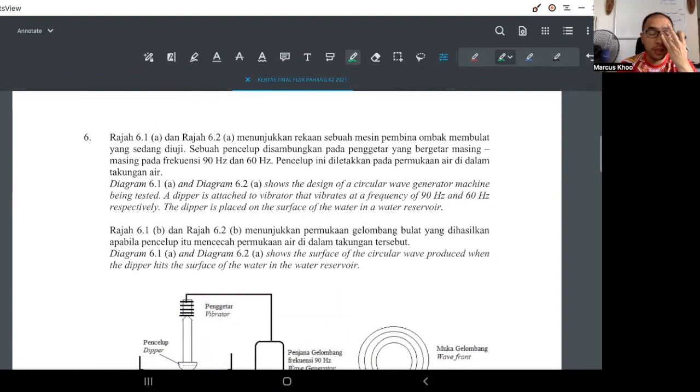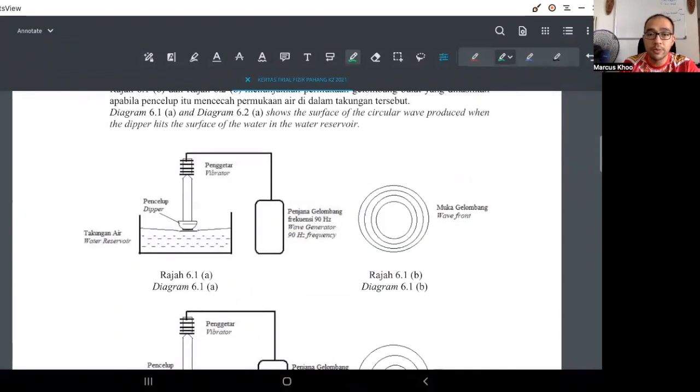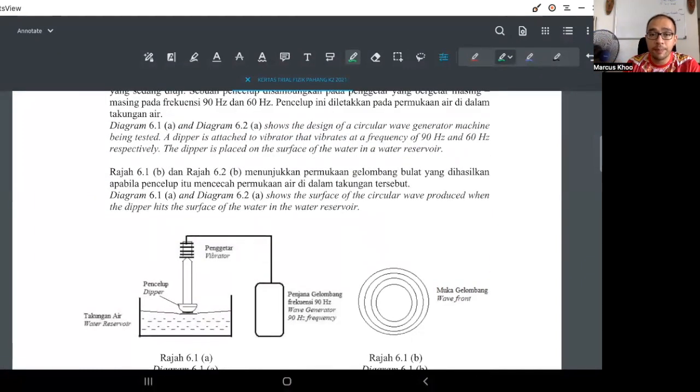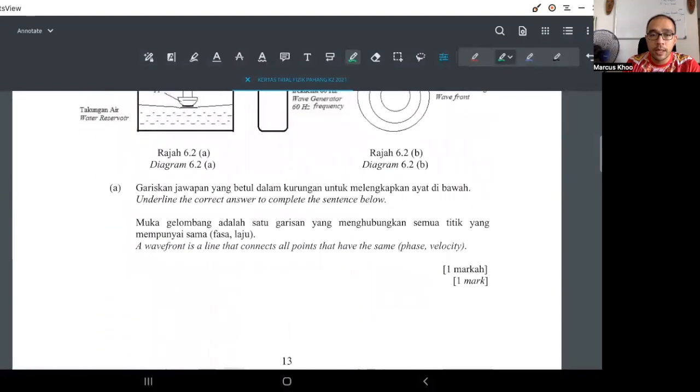Okay, let's continue. Diagram 6.1a and diagram 6.2a show the design of a circular wave generator machine being tested. Pretty interesting. It's a dipper, and it produces circular waves. Now underline the correct answer. A wavefront is a line that connects all points that have the same phase. Definitely the same phase, I'm not talking about the same velocity. And just to remind you, waves that are in the same phase are called coherent waves.